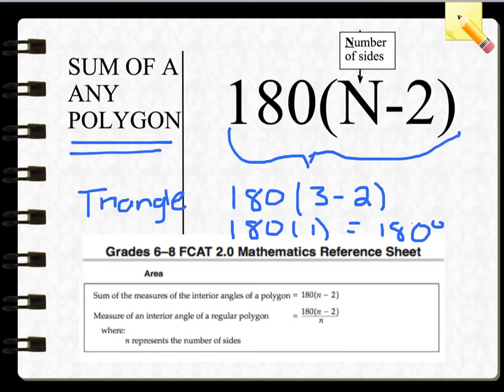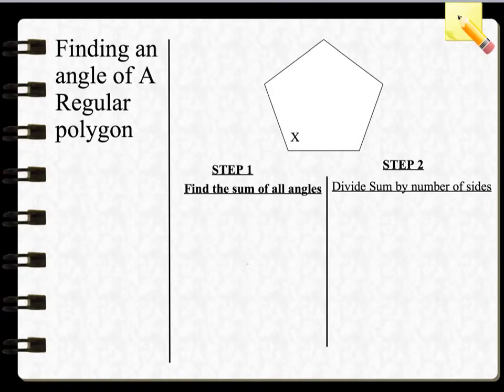You do not have to memorize this formula. It is written on your FCAT reference sheet. But I would like you to write this down in your notebook. So pause the video, write it down, and hit play when you're done. Ready, pause. Alright, so now we're going to use that information to find an angle of a regular polygon.